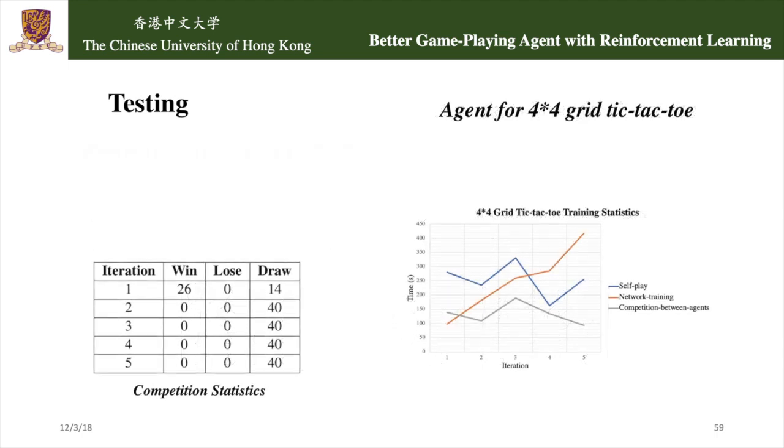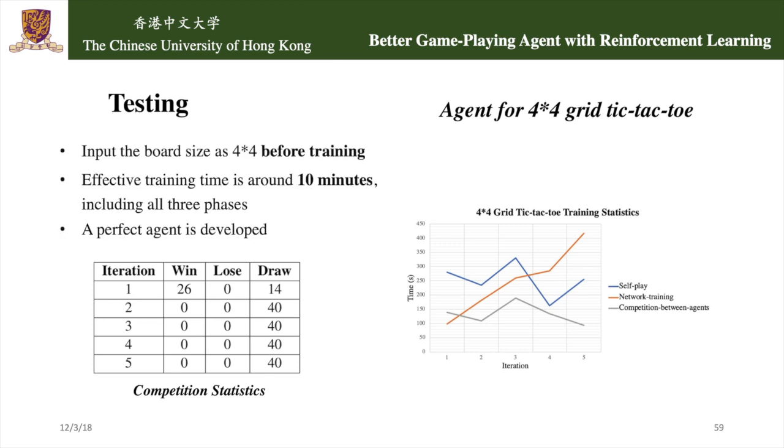This is the testing result for an agent for 4x4 grid tic-tac-toe. The effective training time is around 10 minutes. For one iteration containing 3 phases, the game is already well trained.